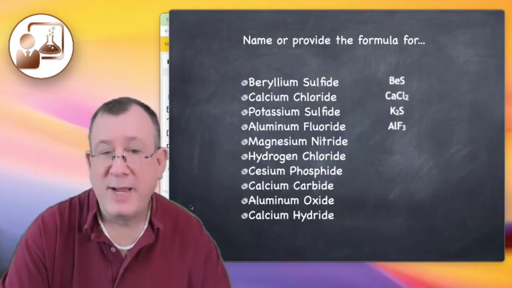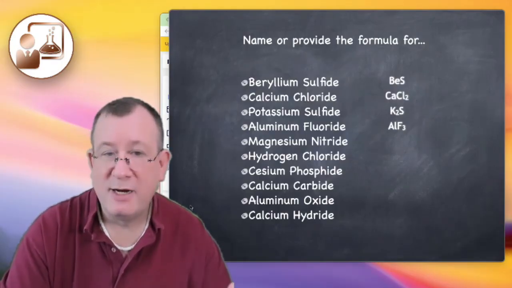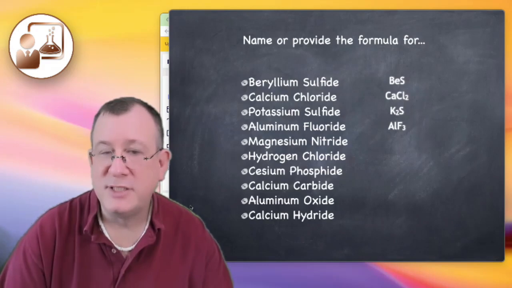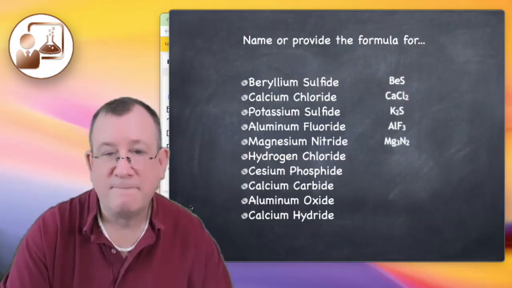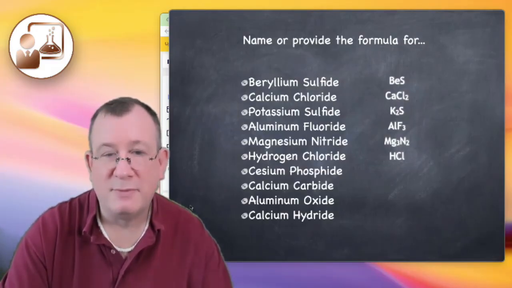Magnesium nitride. What's the charge on magnesium? Careful, manganese and magnesium are different. Magnesium is +2. Nitrogen tends to form a 3-. That's of the pnictogen family. Bring those together, you're going to need 6 on each side. You're going to need 3 of the magnesium and 2 of the nitrogen. Hydrogen chloride's easy. H+, Cl-, slap it together.